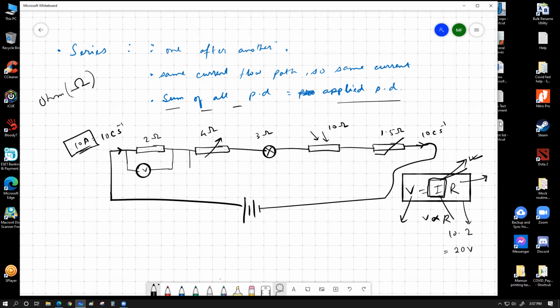And then we have this one, which should be how much? So this one reads 20 volts. If we have a voltmeter over here, what should be the voltmeter reading for this one?